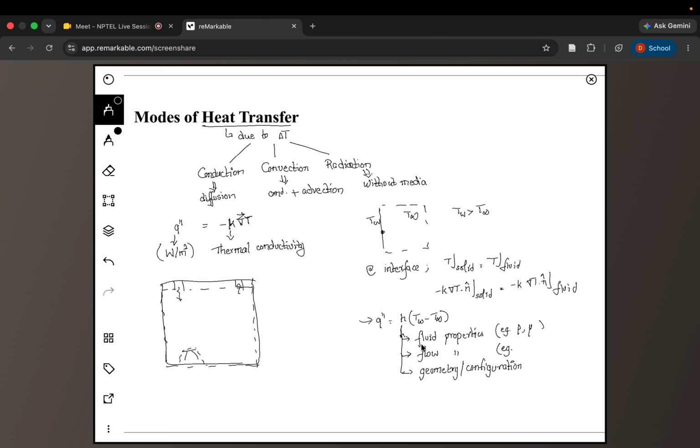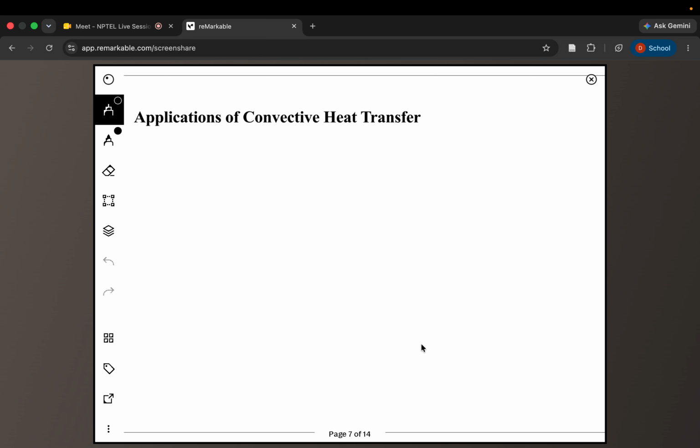And the next is the general applications of convective heat transfer. Where is convective heat transfer seen in nature as well as in industrial applications? We have several applications. One of them is the room example that I've just told you. If you're sitting in a room, you will be releasing a certain amount of heat that will be carried away by the air that is circulating in the room.